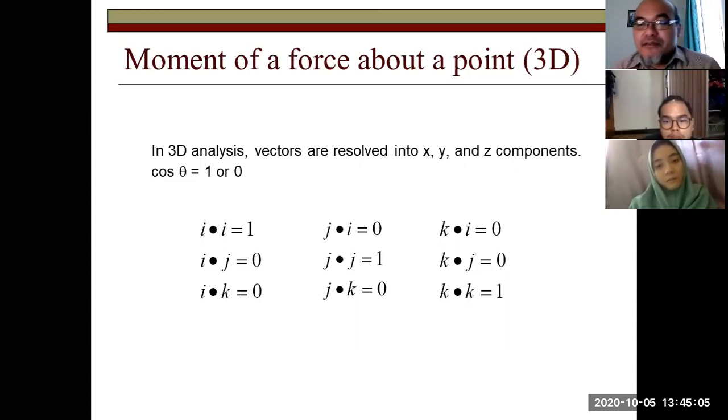So I multiplied by I, we will have 1 as the result. But I dot product J equals 0. I dot product K equals 0. J dot product I equals 0. J dot product K equals 0. K dot product I equals 0. K dot product J also equals 0. So the dot product only has a result when they are of the same component. I dot I equals 1, J dot J equals 1, K dot K equals 1.